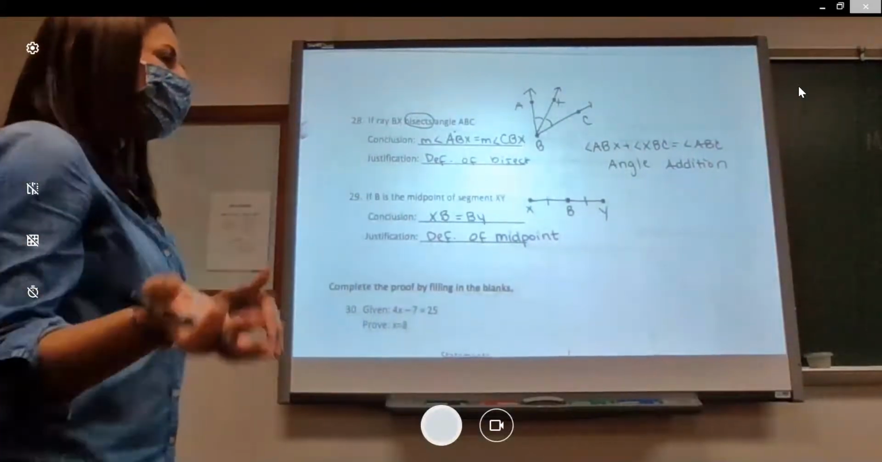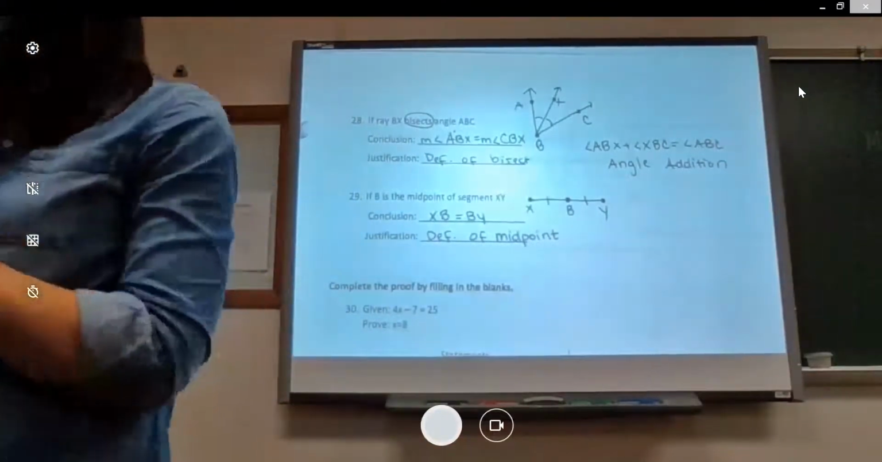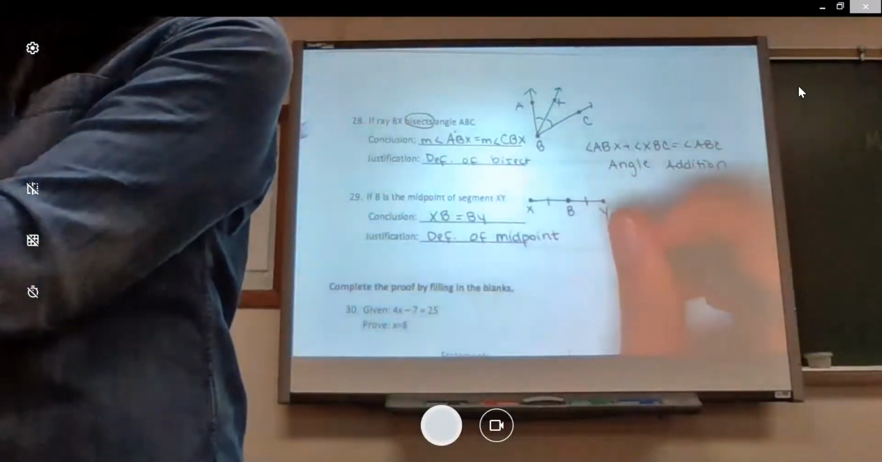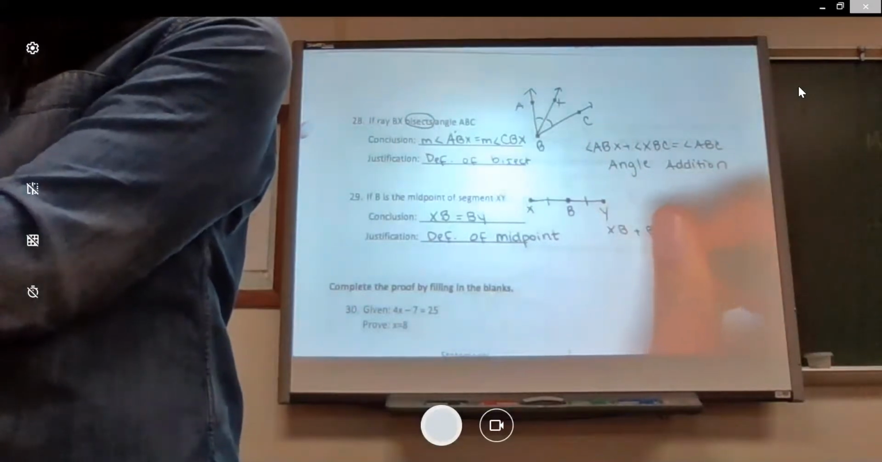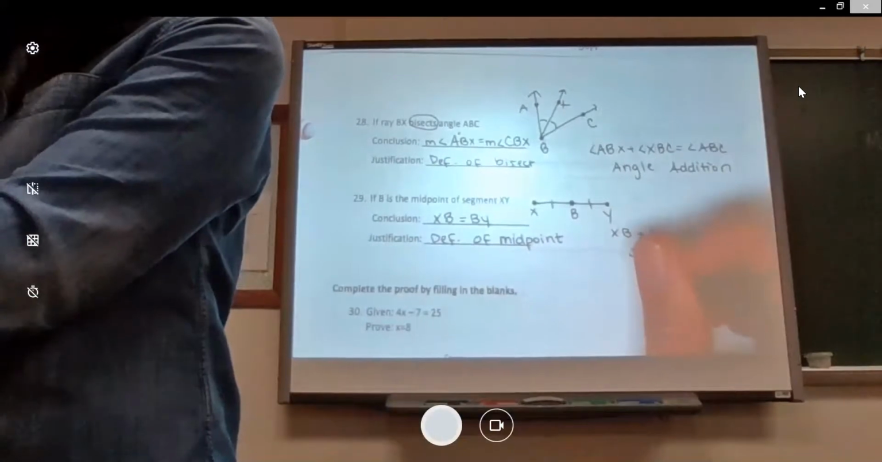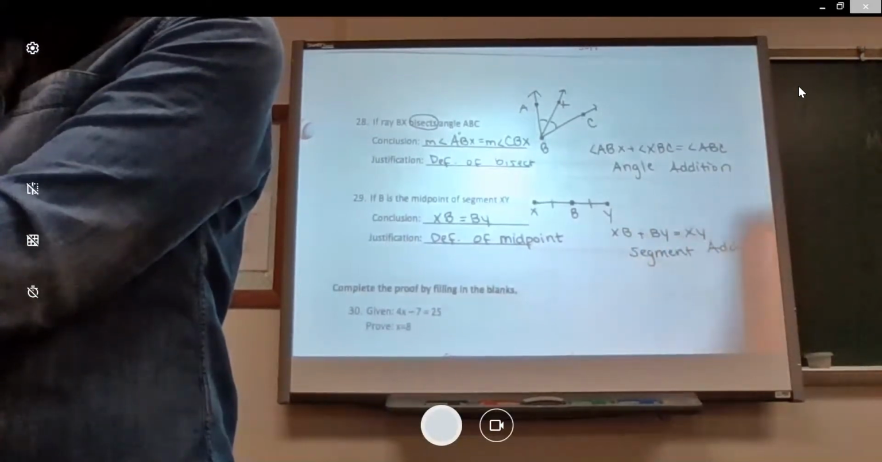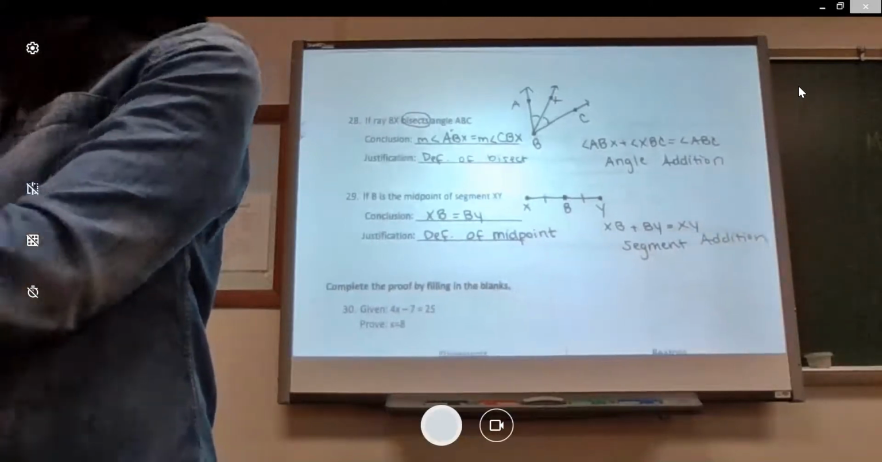But I also have a segment here. And so another thing that I could use from this diagram is I could say that XB plus BY equals XY, which is just segment addition. Okay.